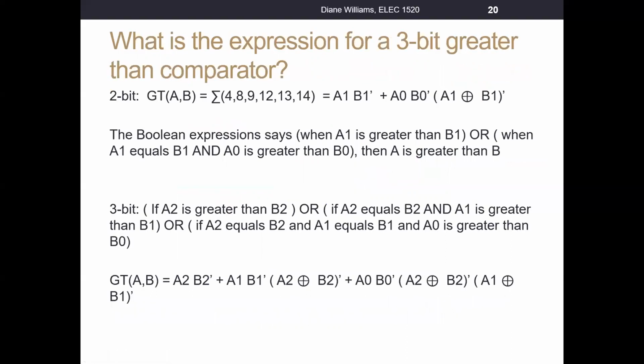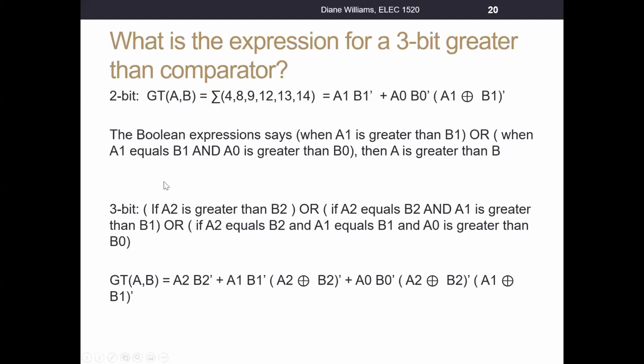Now, what I would like to ask you to do is to think about, knowing the behavior that we've seen, what would the expression be for a 3-bit greater than comparator? Right, this is to remind you of what the expression is for the 2-bit. And to remind you that we said, well, when or if A1 is greater than B1, or when A1 equals B1 and A0 is greater than B0, then A is greater than B. That's for a 2-bit. We could extend that to 3 bits.